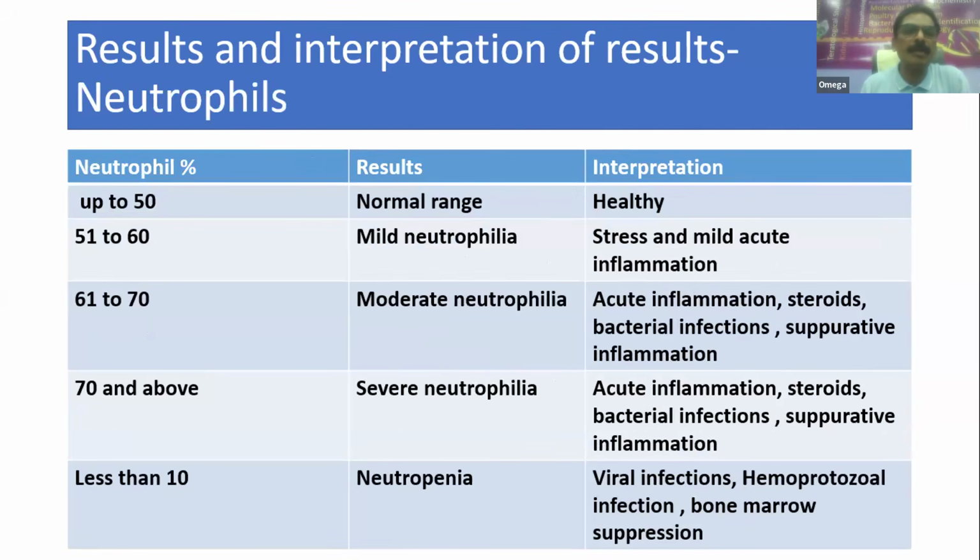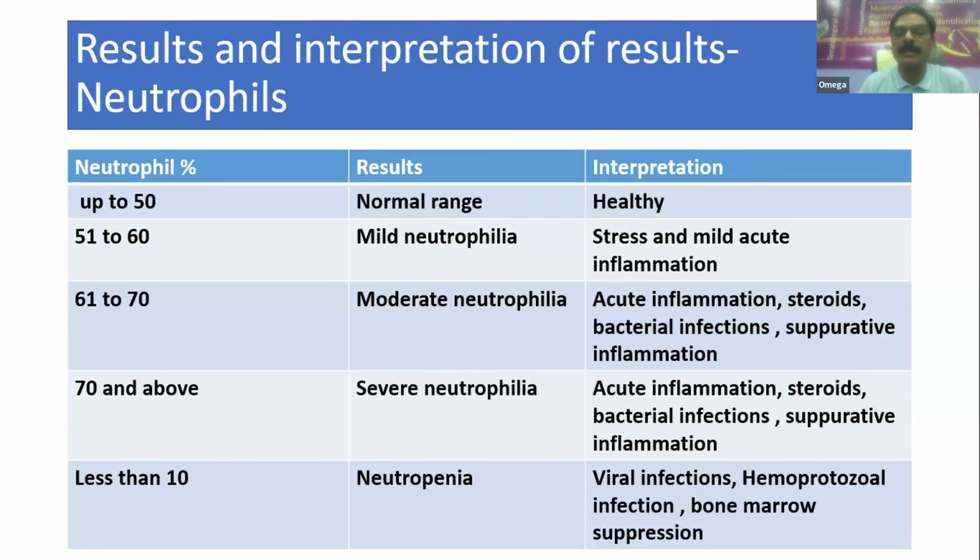Then interpretation of the neutrophils. Generally about 50% neutrophils are present in sheep and goat. Up to 50 is healthy, 50 to 60 mild neutrophilia, 60 to 70 we can say moderate, and 70 and above severe neutrophilia.